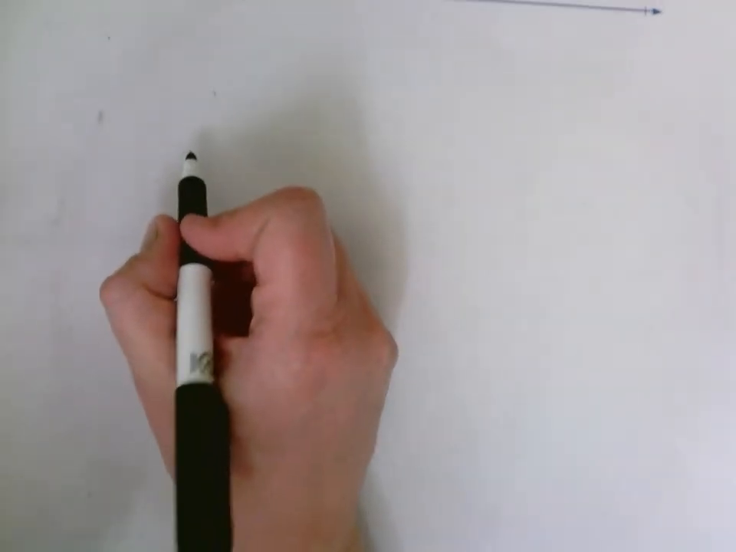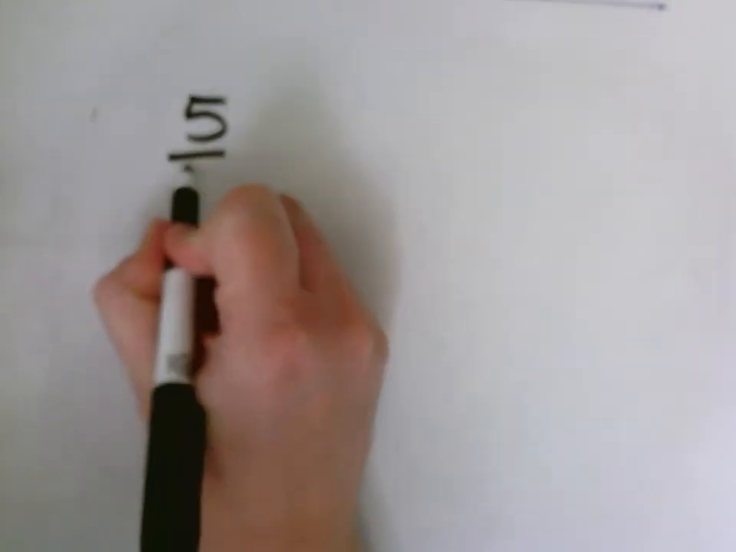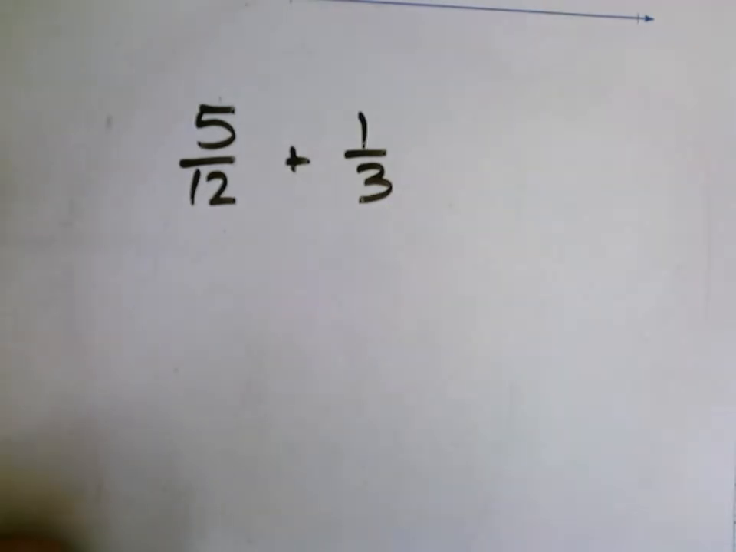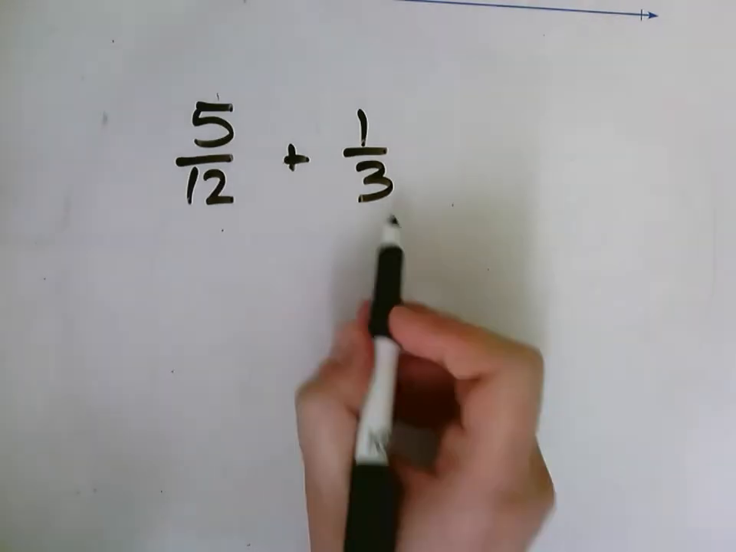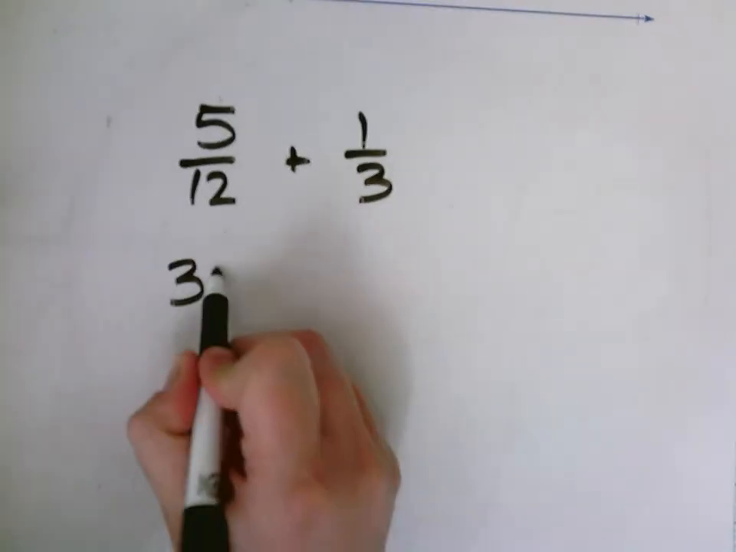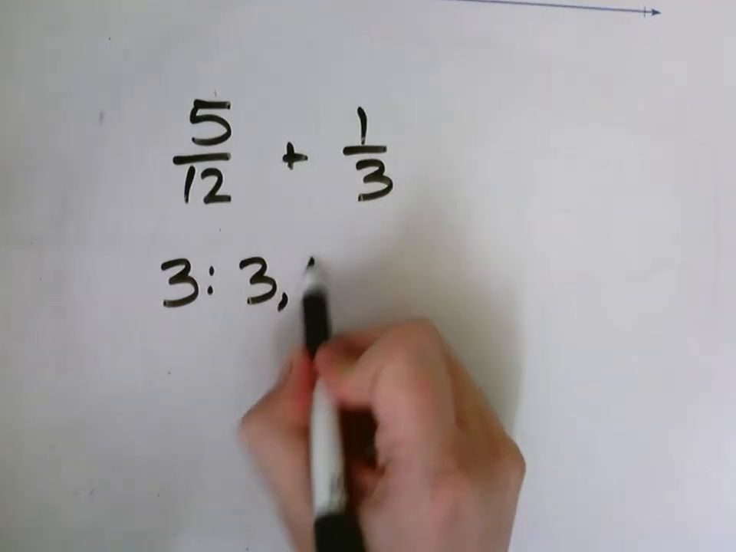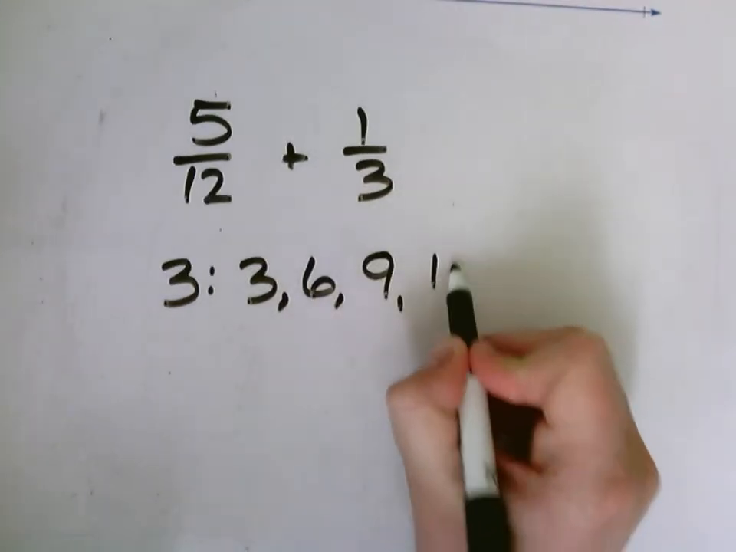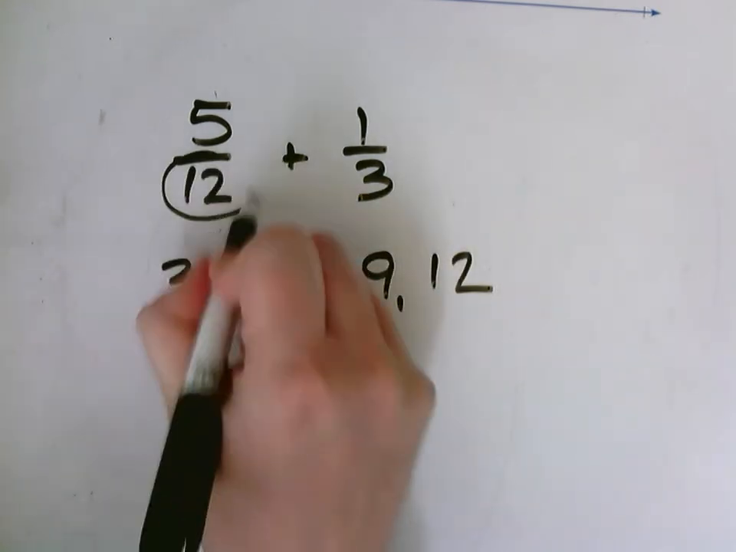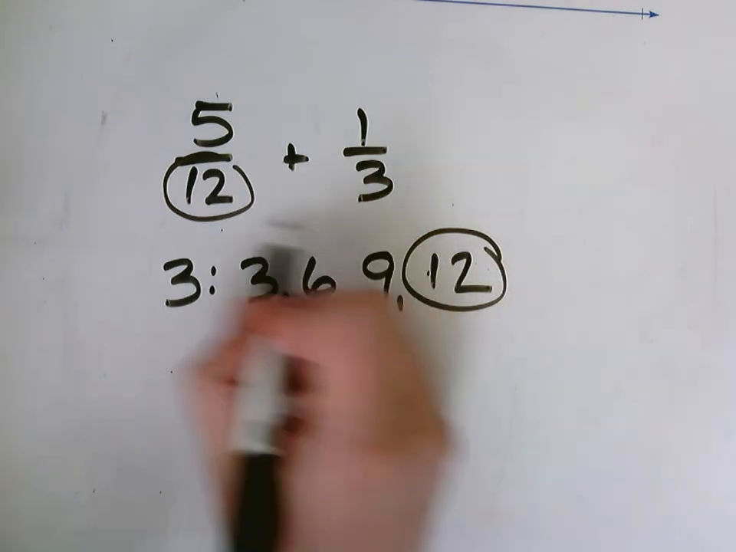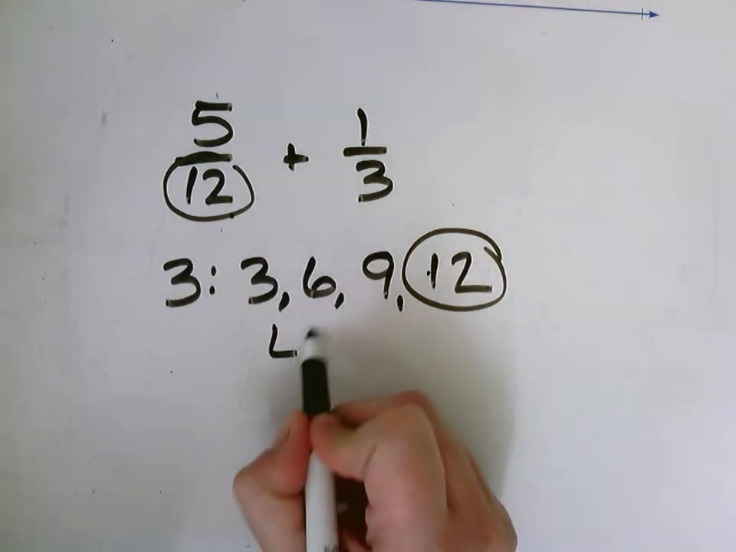All right, one more example. Let's do 5/12 plus 1/3. Again, I like to start with my smaller denominator, because sometimes, 3, 6, 9, 12, this happens where I have that number in my multiples. So I'm going to use 12 as my least common multiple.